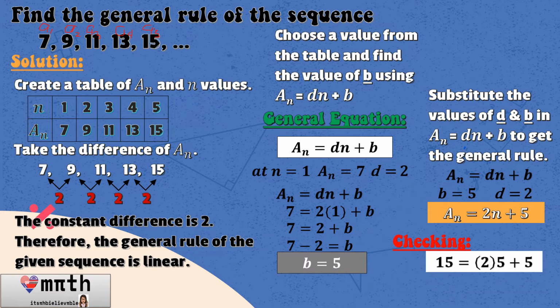So if we substitute this on any values in the table, for example, we choose n is 5 and our a sub n is equal to 15. If we substitute, a sub n, 15, is equal to 2 times our n, which is 5, plus 5. So 2 times 5 will be equal to 10 plus 5. Then we all know that 10 plus 5 is equal to 15. And 15 is equal to 15. Therefore, our general rule is correct.